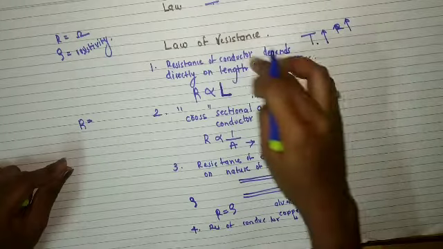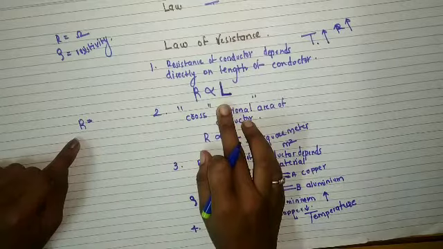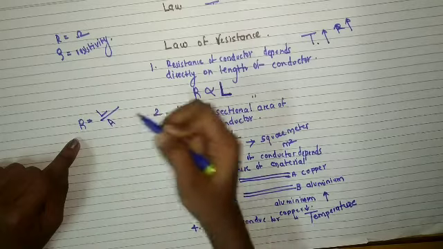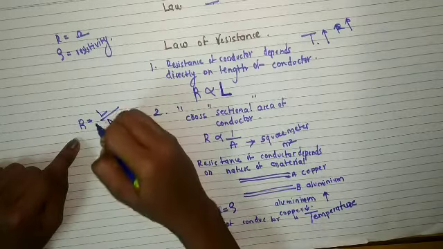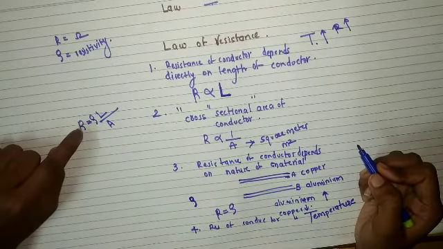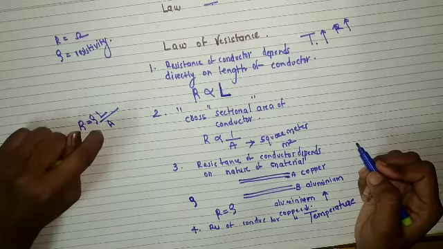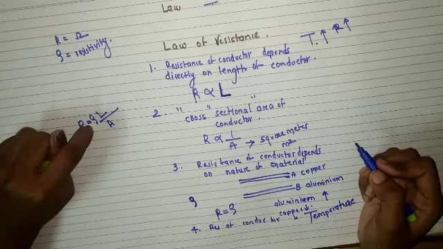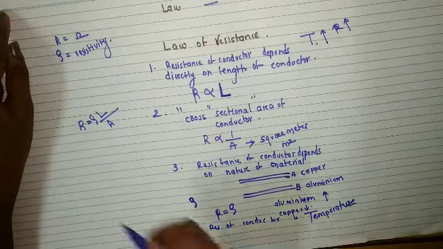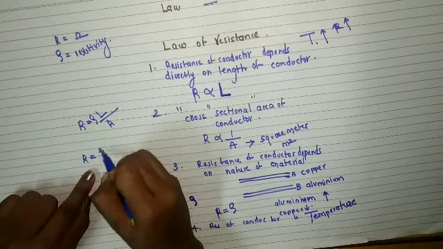The formulation of the above things: for R, length is directly proportional, area of cross section is inversely proportional, and this is the constant. Here R is the resistance in ohm, L is length in meter, A is the cross sectional area, and rho is the resistivity of the material. So R is equal to rho L by A.